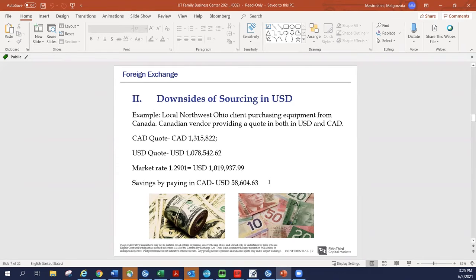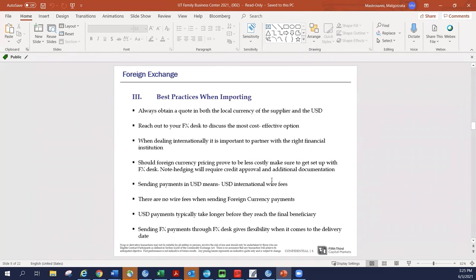So this client actually ended up sending Canadian dollars instead of US dollars and saved over $58,000. So what are the best practices when importing product? Always, if possible, obtain a dual quote, right? The quote in the local currency of the supplier and US dollars.